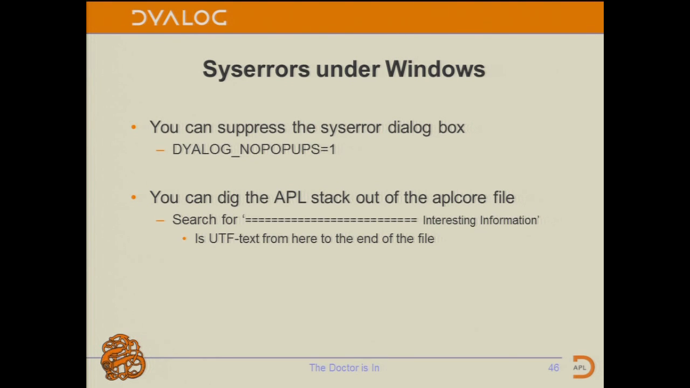On Windows, if you get a core file, what customers often want to know is what is the line of APL code that caused it to go wrong. If you search in the core file for that particular string, interesting information, everything below that is apparently of interest, including the APL stack. And at some point in the near future, I'll be putting a workspace or a function up on our website, which will do that for you, so you can dig the information out.